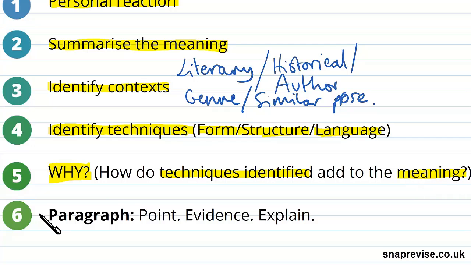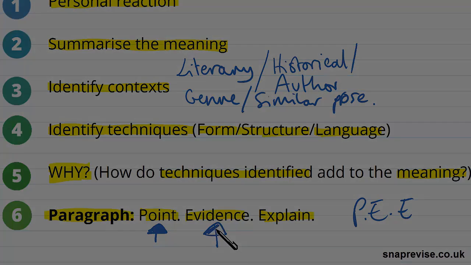Then finally, step 6 is to arrange these 5 things into a paragraph. And the paragraph structure that I'm going to use is point, evidence, explain as a basic paragraph structure. You'll hear me refer to this a lot as PEE for short. Essentially, we need to make a point about a certain element or aspect of a text. We need to back up that point with evidence.